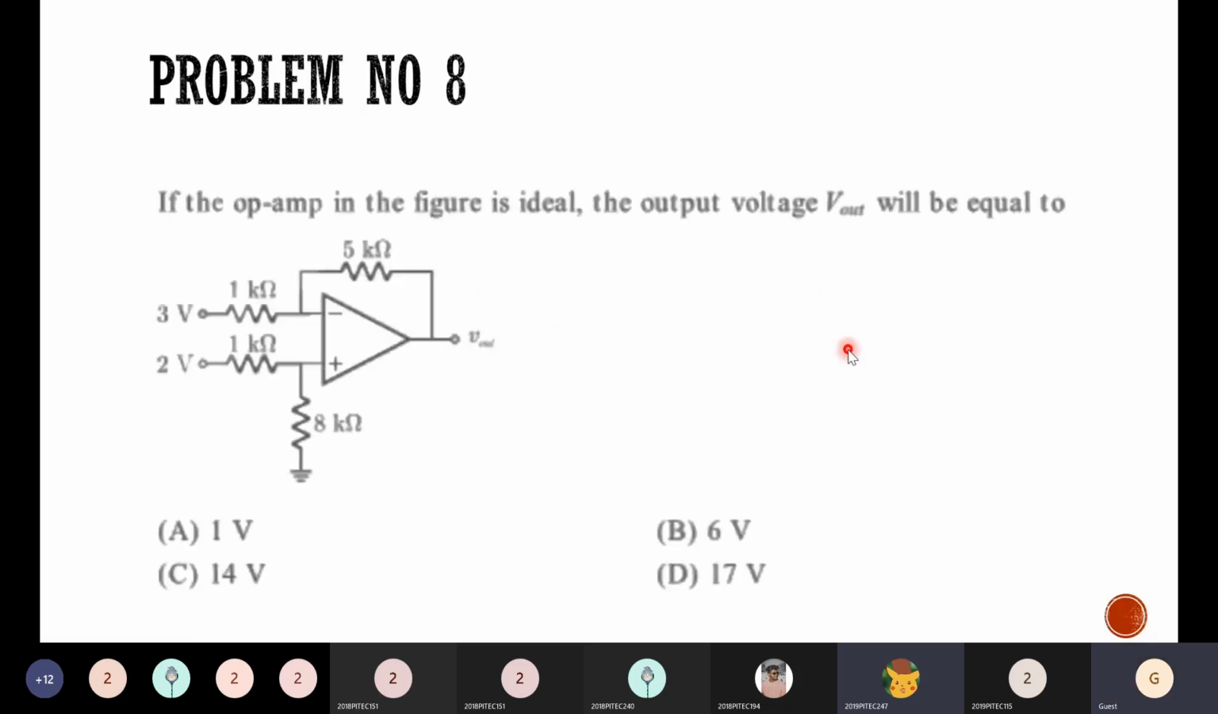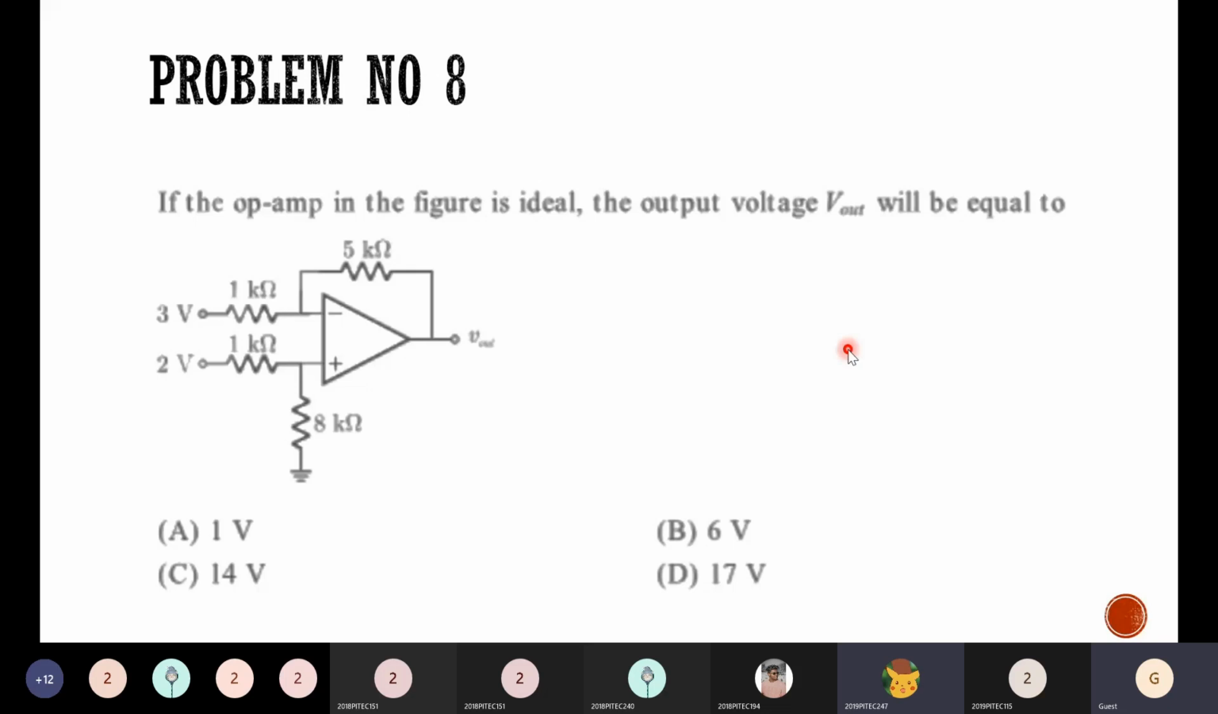Okay, now next problem. Try to do this one. If the op amp is an ideal op amp, we have to find out what is the output voltage. Again, it looks like a differential amplifier as we saw in the previous problem, because two inputs are given in different terminals of the op amp, one to the inverting terminal and the other to the non-inverting terminal. You have a feedback resistor and a resistor to ground also.